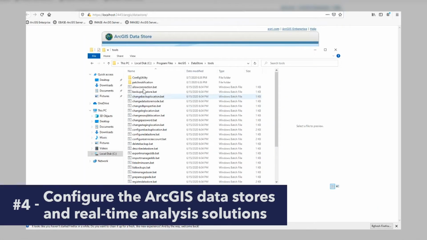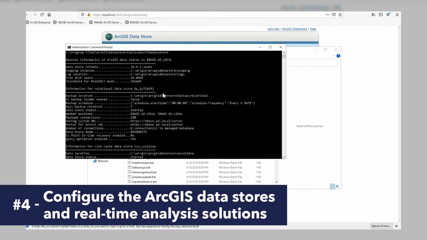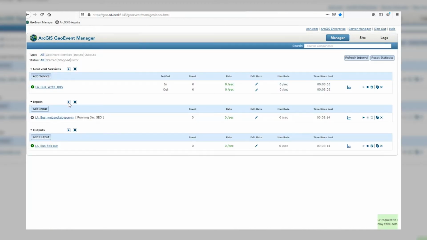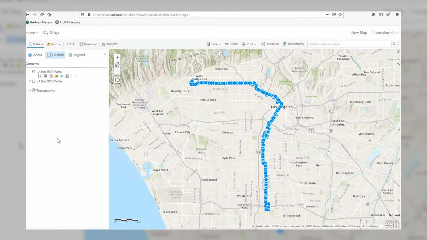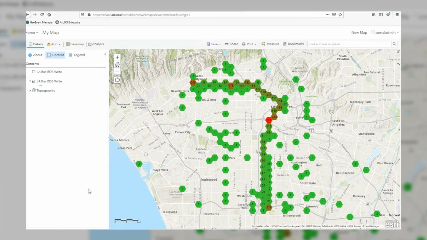The fourth thing we're going to do in this class is we're going to talk about managing the ArcGIS data stores, as well as configure a real-time analysis solution. We'll teach you how to gain situational awareness of your real-time streaming data with ArcGIS GeoEvent Server. Whether you are tracking moving assets, monitoring stationary sensors, or following social media feeds, you can tap into, analyze, and display real-time and IoT data on your maps.